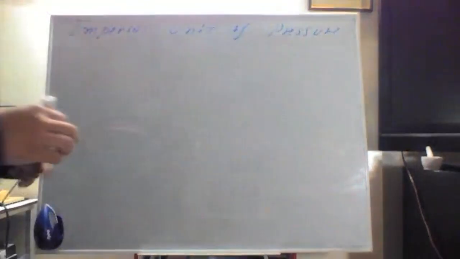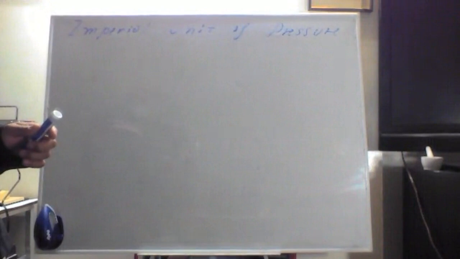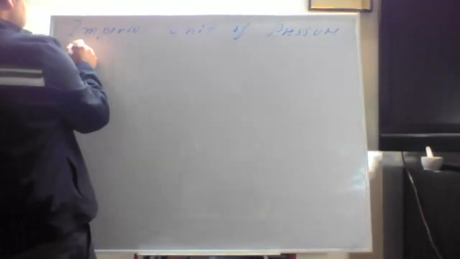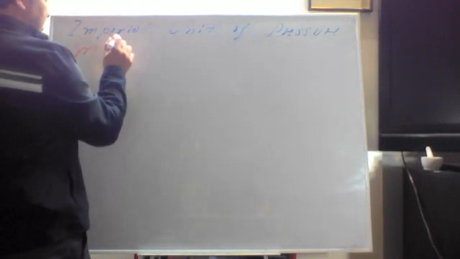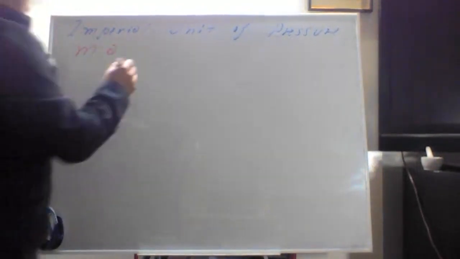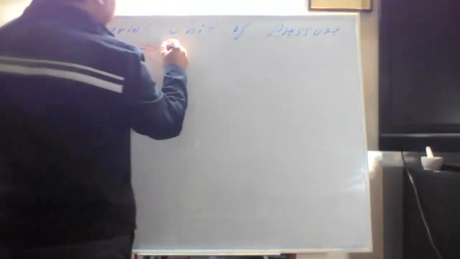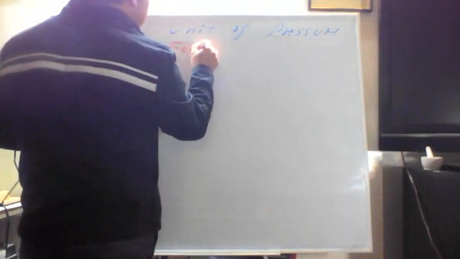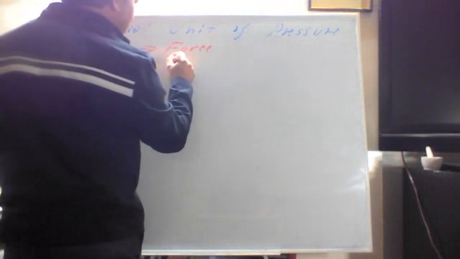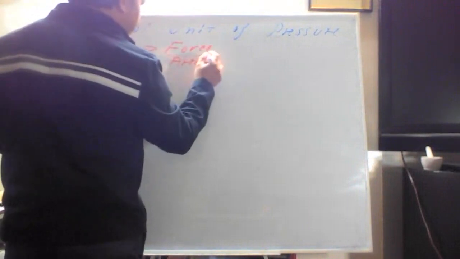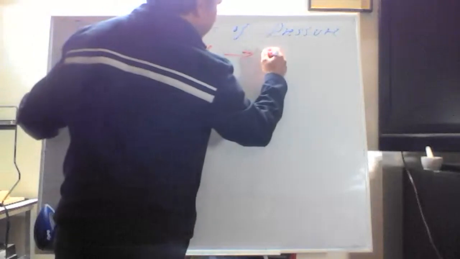So what we have to do is exactly the same thing we did with SI units. We need a mass, we need an acceleration, and that is going to give us a force. And if we take that force per unit area, that is going to give us a pressure.